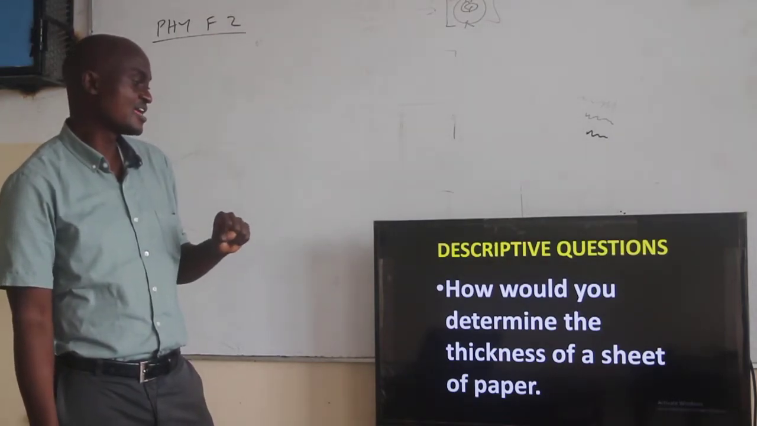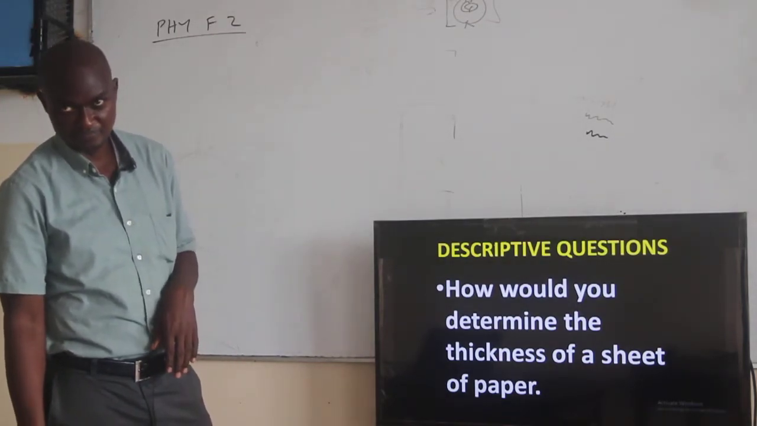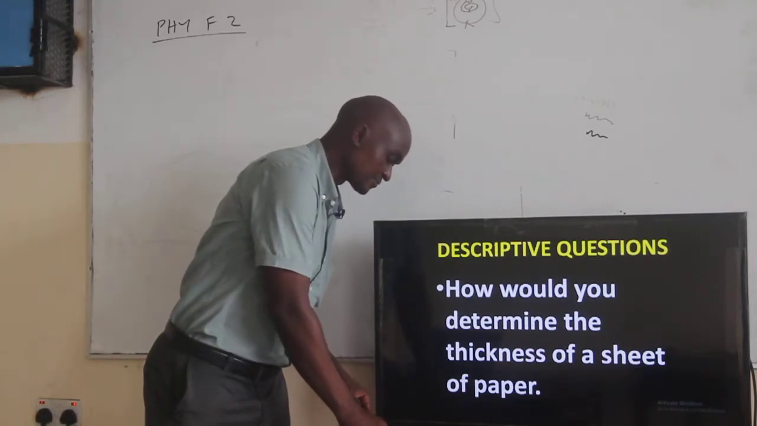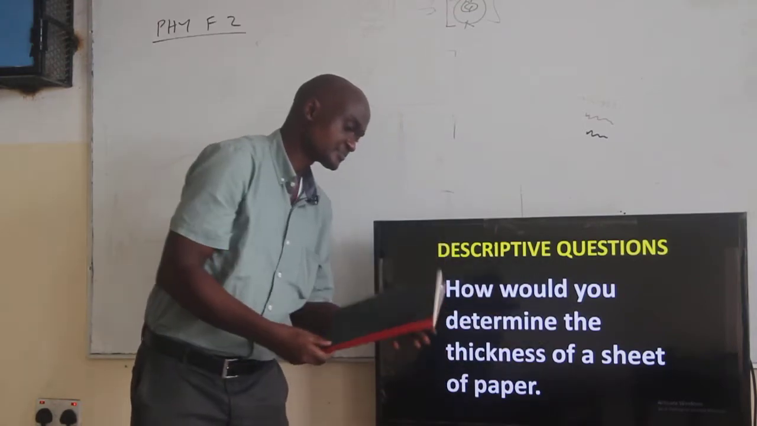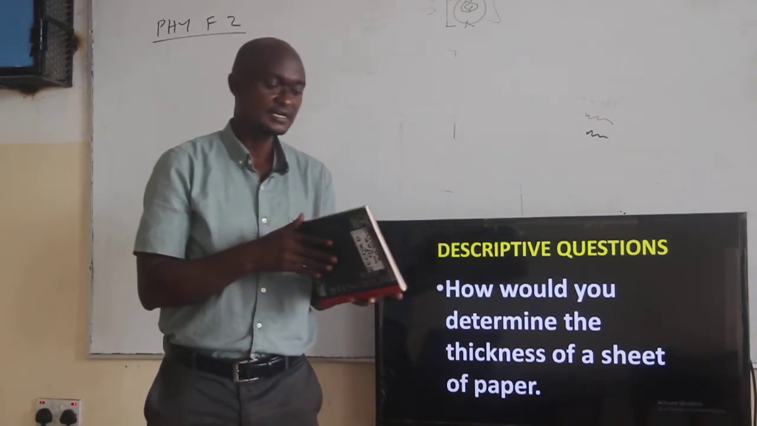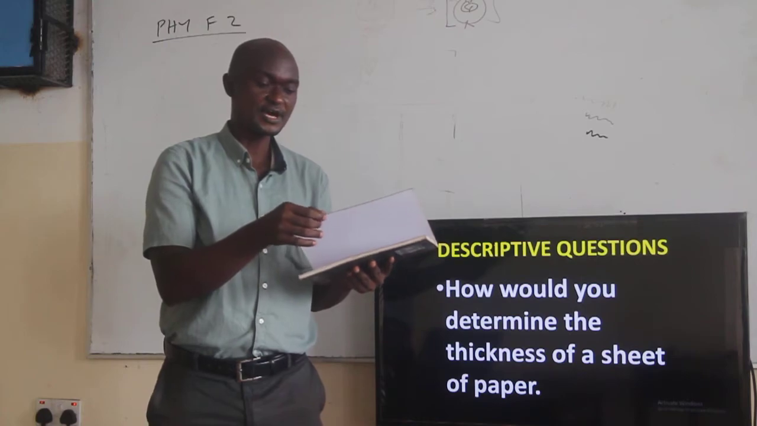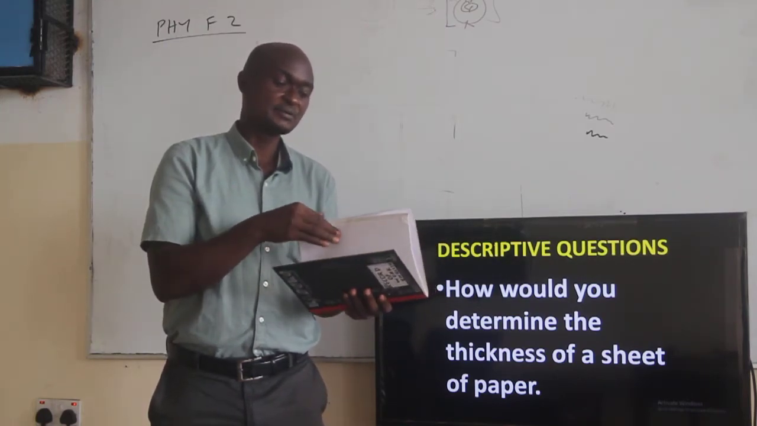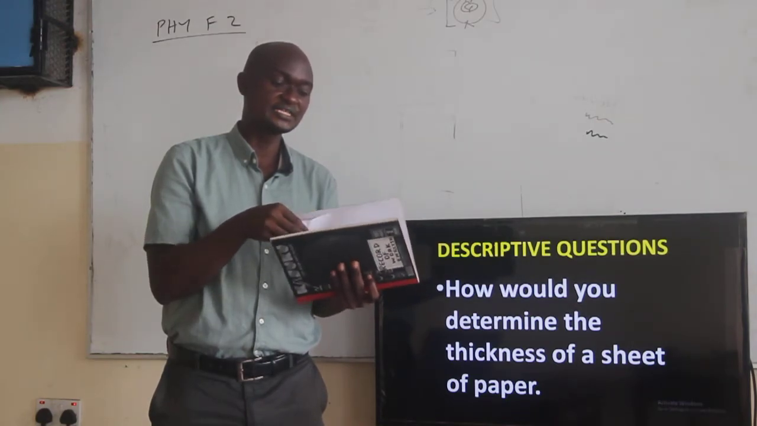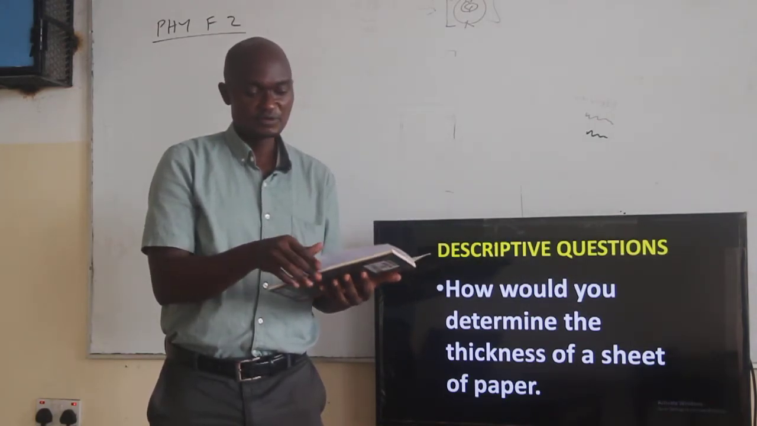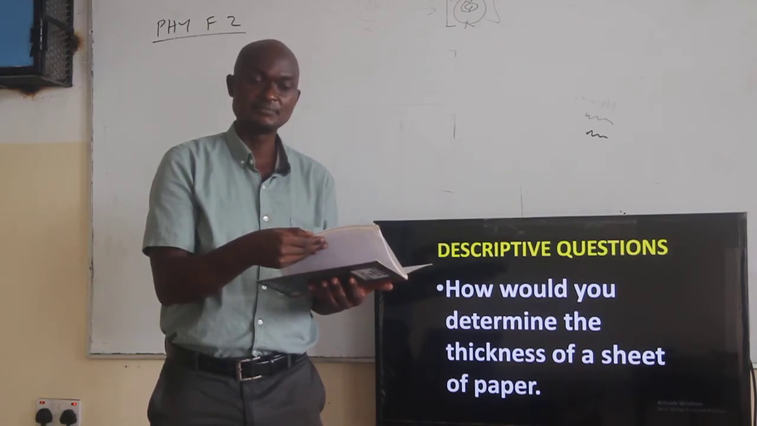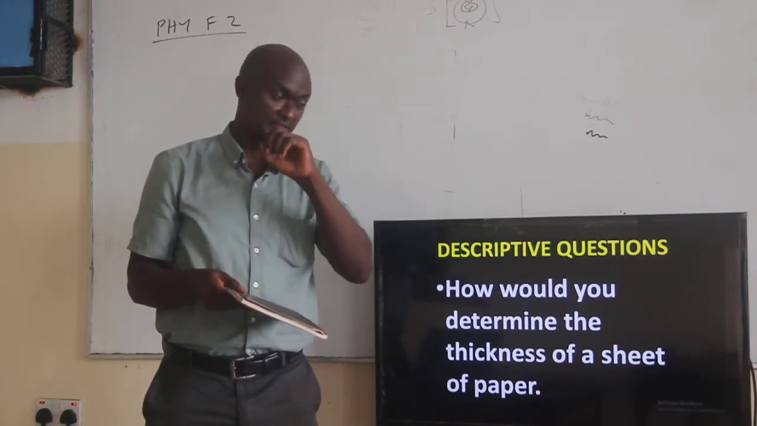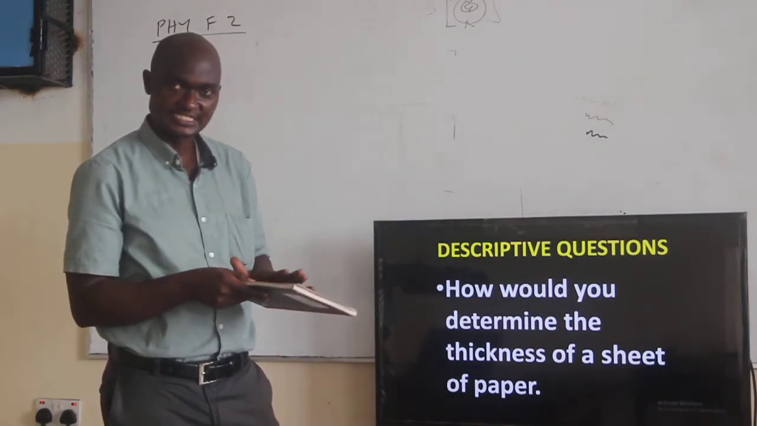How will you determine the thickness of a sheet of paper? Now I have with me here a book. This book has a thick cover on that side, a thick cover on this side. But what I mean is, how do I determine the thickness of this sheet of paper? Because the sheets of paper here are all of the same thickness. The cover is a bit thicker to protect what is inside.